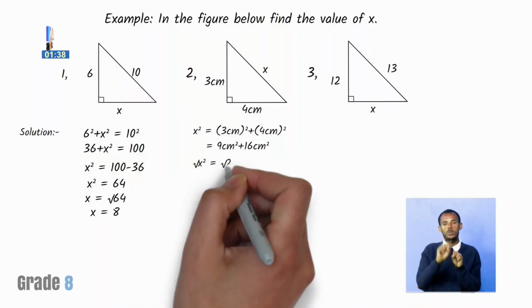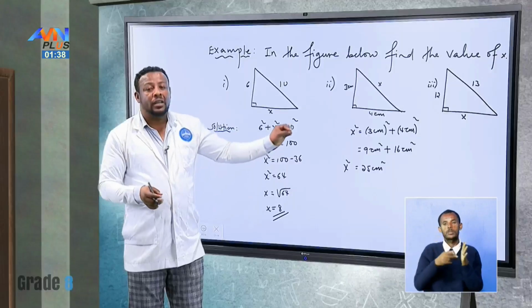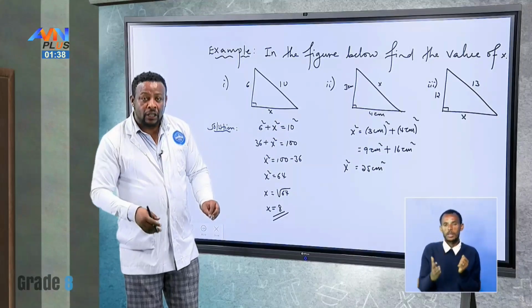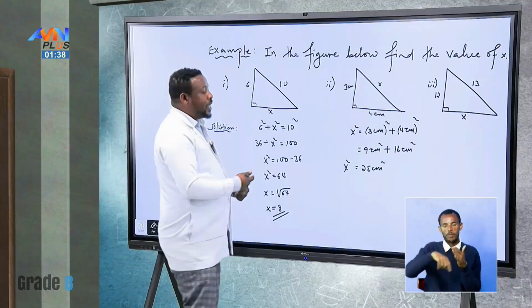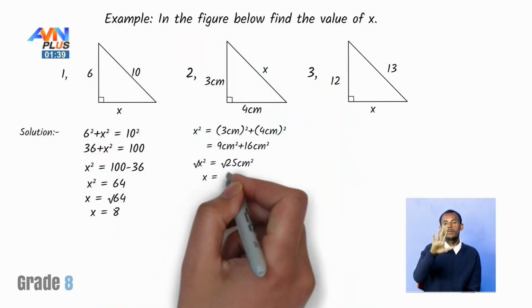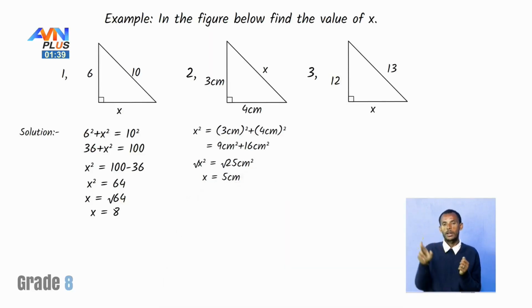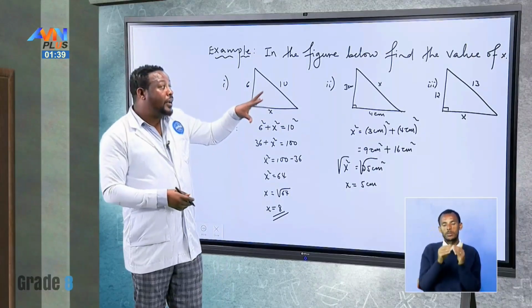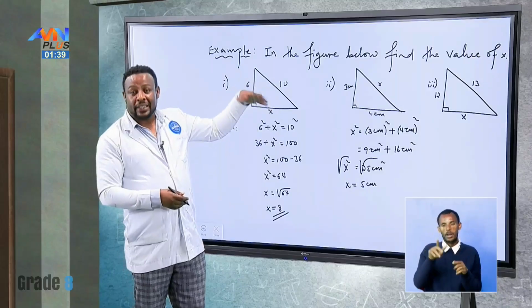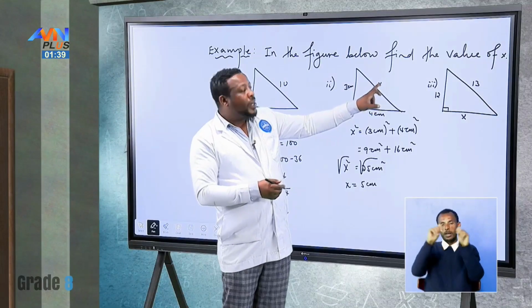So x square is equal to 25 centimeter square, which means you can take the radical on both sides so that you will get the value of x. So x becomes 5 centimeter. Taking the radical on both sides will give us 5 centimeter. So the length of the unknown side in the second triangle is 5 centimeter, right?